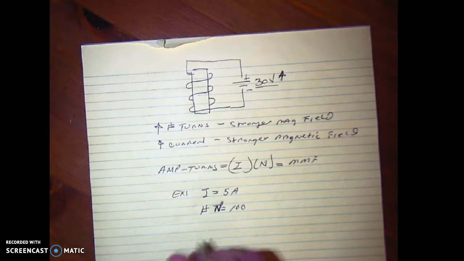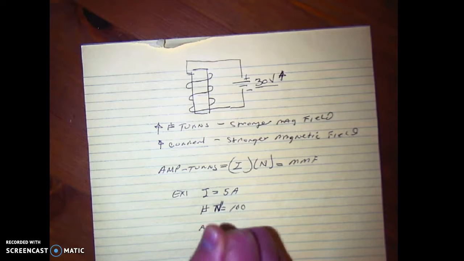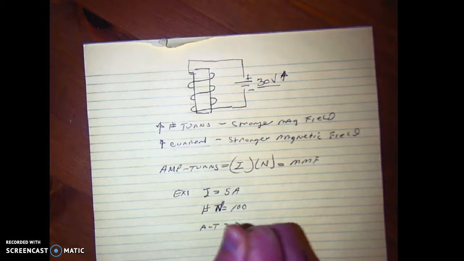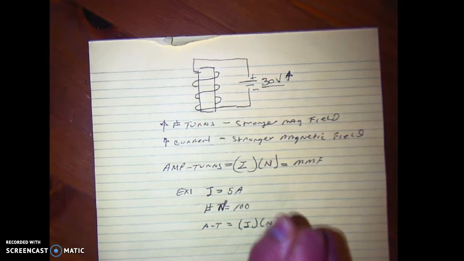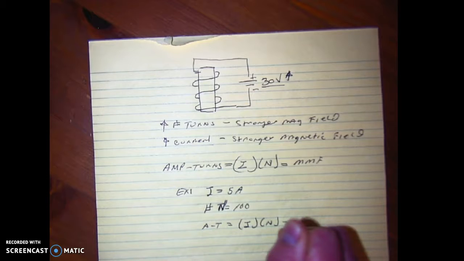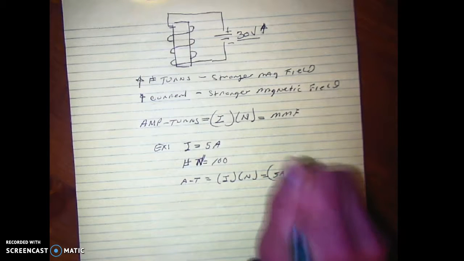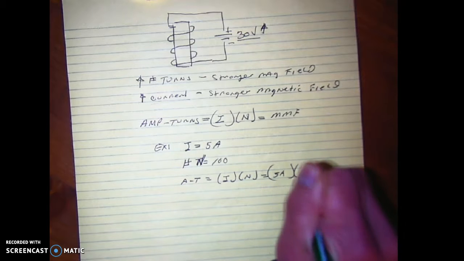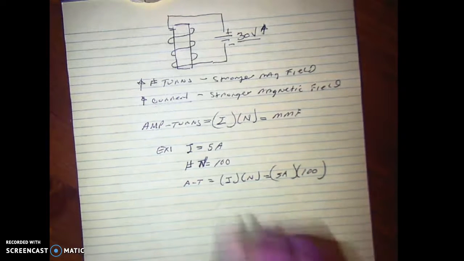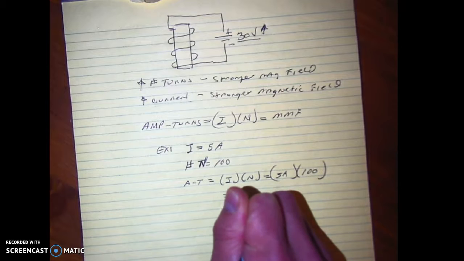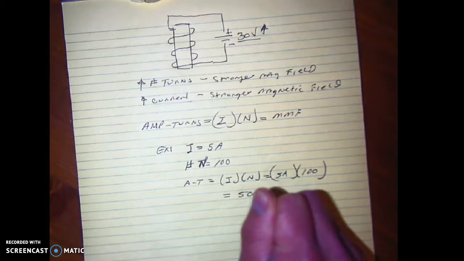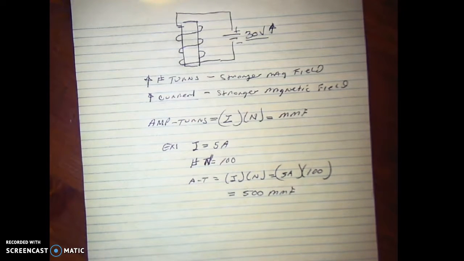So we use the equation. I'm going to abbreviate amp turns as AT, which is equal to I times N. In this case, I is 5 amps, you notice I'm using my units, and N is 100 turns. I'm going to keep that alone. So that gives us 500 MMF. Okay, so that's pretty straightforward.